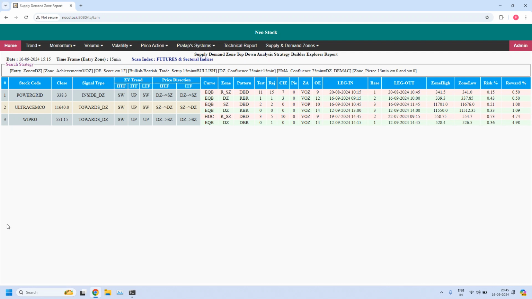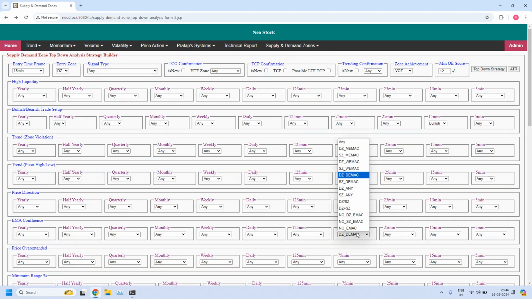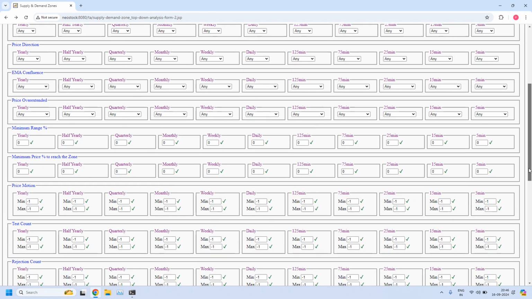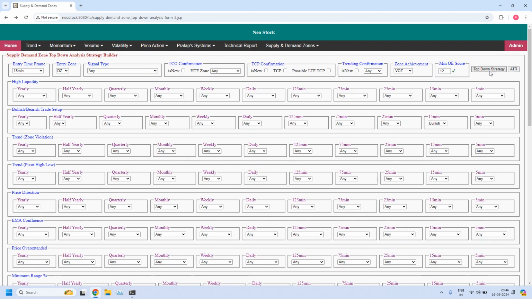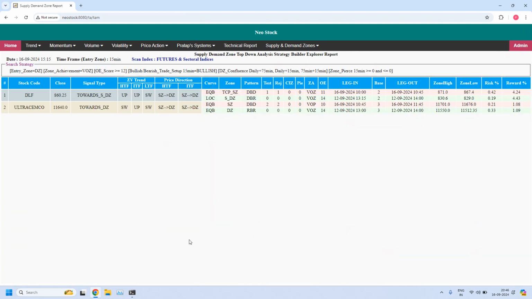Now let's look for earlier 7 stocks are filtered LTF and ITF without EMA. So out of those 7, let's see how many are having LTF, ITF, HTF confluence. For that, first I should remove this EMA filter. I removed it. Already LTF and ITF filter is enabled, that is 15 minutes and 75 is enabled. Next I am enabling 15 minutes with the daily, and also 75 minutes and daily demand zone confluence also I am enabling. Now let's verify. 2 stocks are filtered.